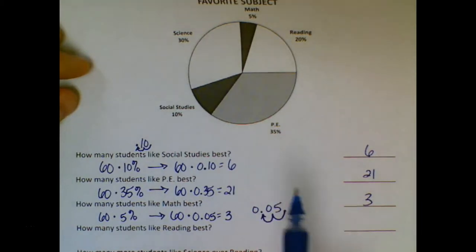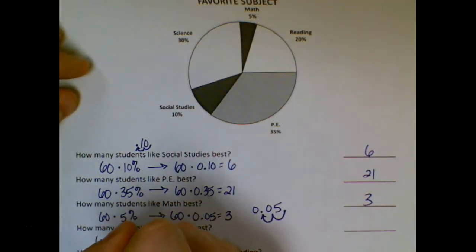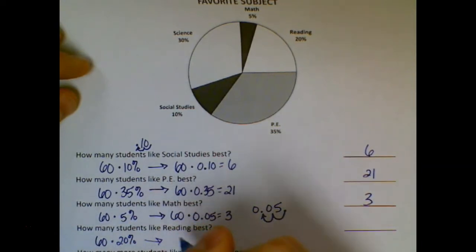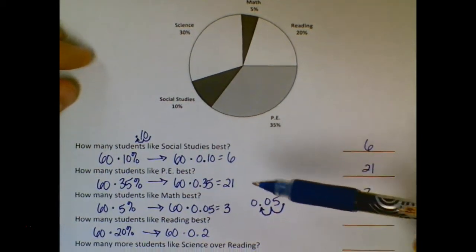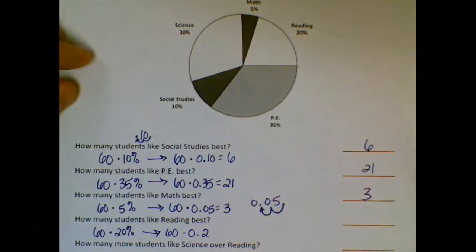All right, taking a look at reading. 20% prefer reading, so it's 60 times 20%, which as a decimal is 60 times 0.2. And I'm just going to leave it as 2/10 instead of putting the 0 in there just so you see that, because that's what it's going to become there. All right, 60 multiply it by 2/10. Go ahead and do that. Figure out the answer.